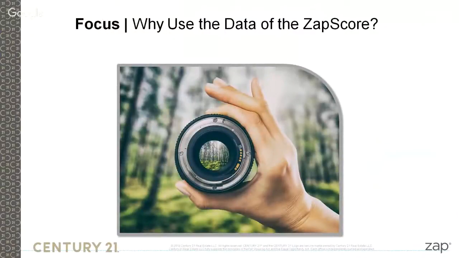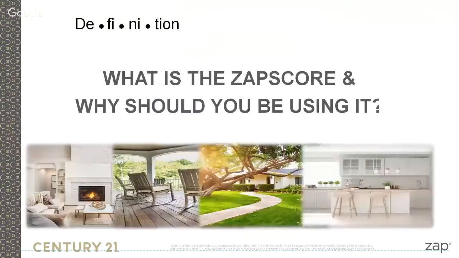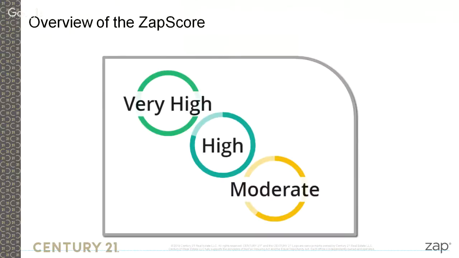Why should you be using the data of the Zap score? The ZapScore is a predictive analytics tool that tracks consumers' online behavior and engagement levels on Zap sites and mobile apps, and funnels that data into a lead scoring algorithm that distills data into a single number for each contact, called the ZapScore. Let's take a look at how the ZapScore works.